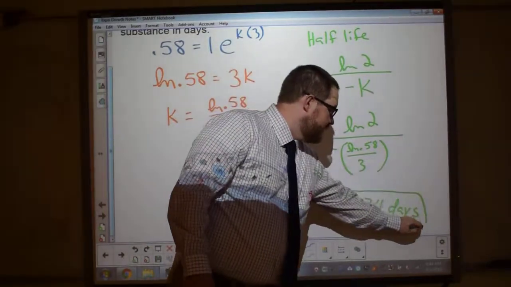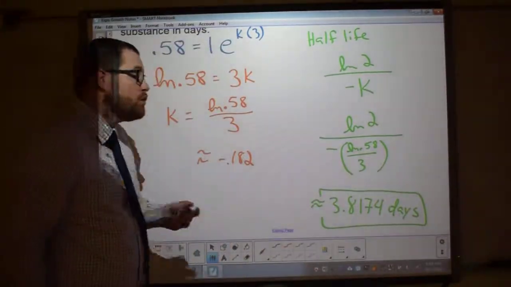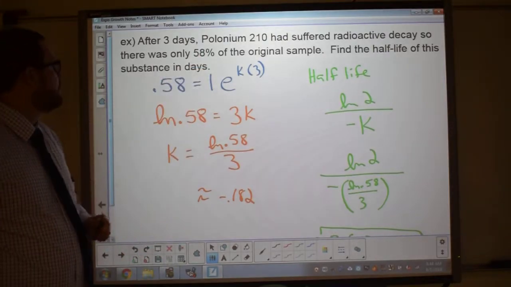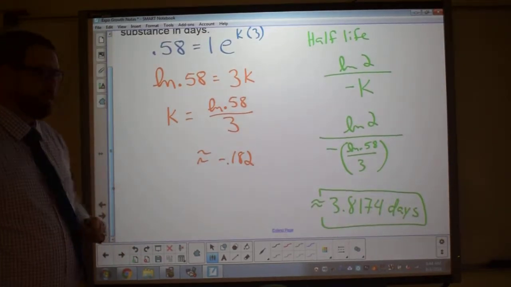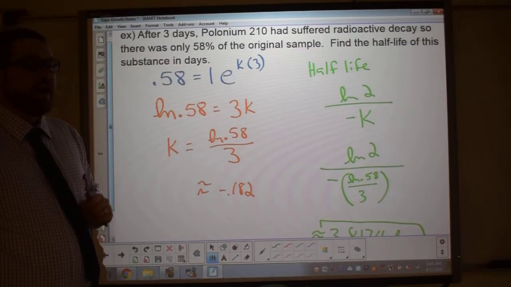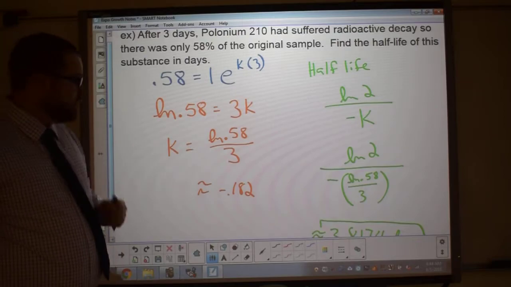That's approximately the half-life of this substance, which makes sense. After 3 days, we're almost to 50%, so it needs to be a little bit more than 3 days. The only thing you really need to know here is the half-life formula. And truth be told, you don't even need to know that.